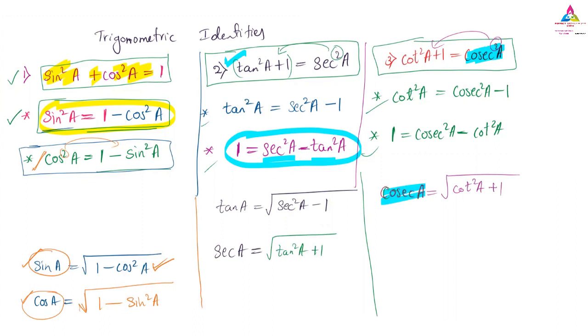Similarly, lastly we want it in terms of cot A. So the cot A value is also similar. We are shifting this square to the other side. So what will happen? Root of cosecant square A minus 1. So these are the main ones, again in terms of sine, cos, tan, cosecant, cot and secant. These are the things we have learned.